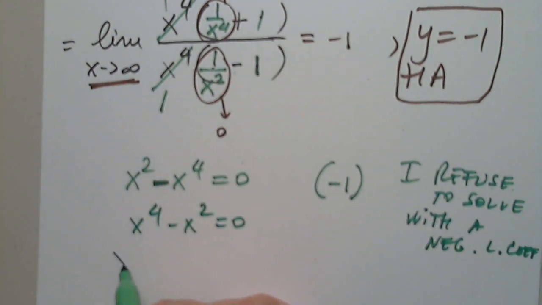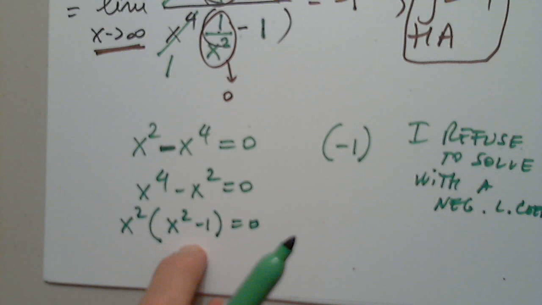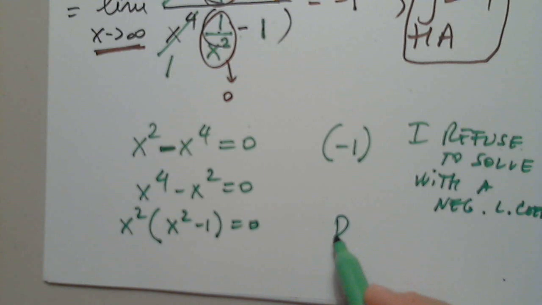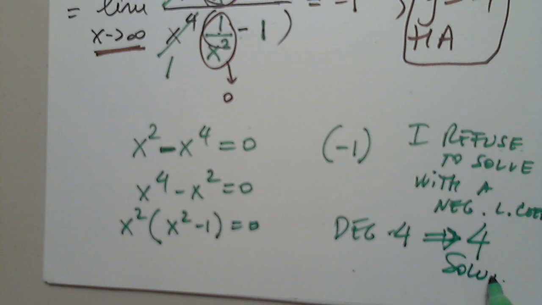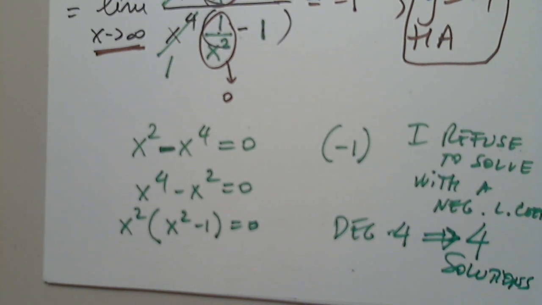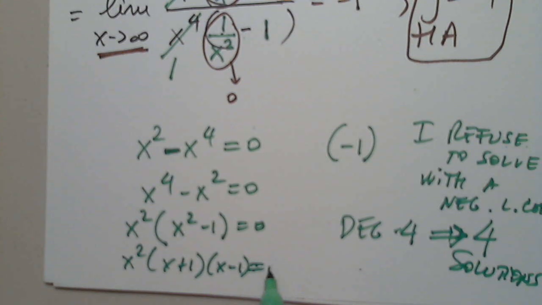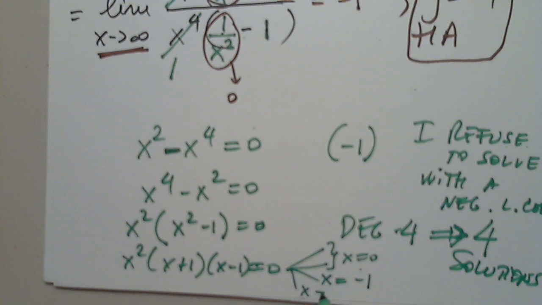And only then I factor out x squared. I get x squared minus 1. And I continue factoring. I have degree 4. I need 4 solutions. Degree 4 means 4 solutions. Hopefully they're all real. I don't care. But I have to find 4 solutions. So x squared, x plus 1, x minus 1. So I have x equals 0, twice, x times x. I have an x equals -1, and I have an x equals 1.